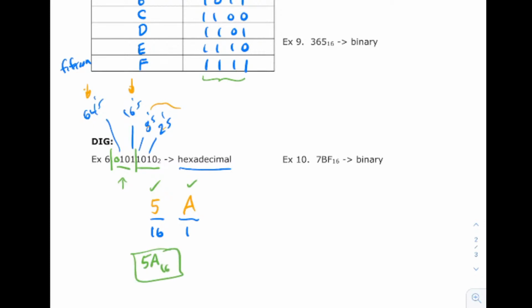Okay, so the only difference, we're doing the same kind of song and dance as we did on page 1. But with octal, we did groups of 3. With hexadecimal, we do groups of 4. Now these are shortcuts to get to and from binary. So binary to octal, binary to hexadecimal.